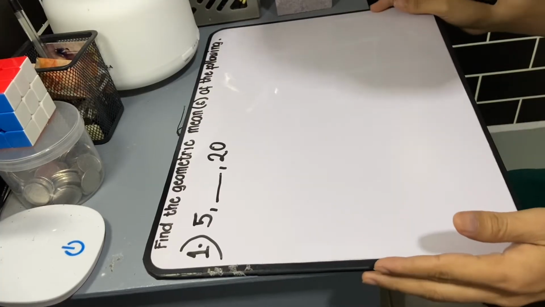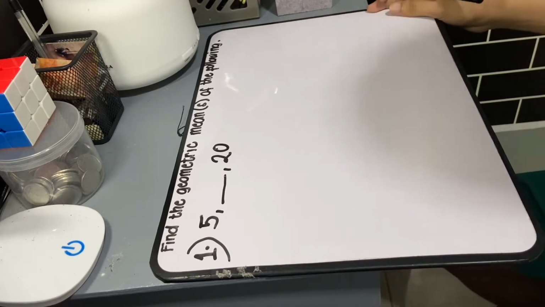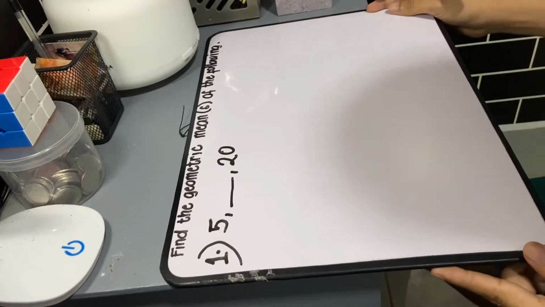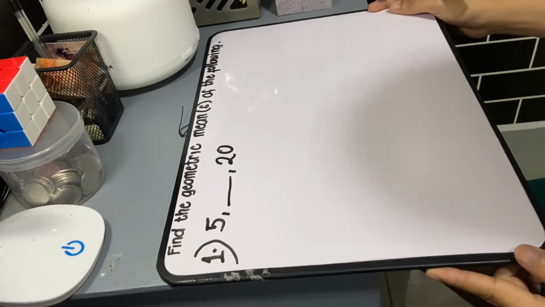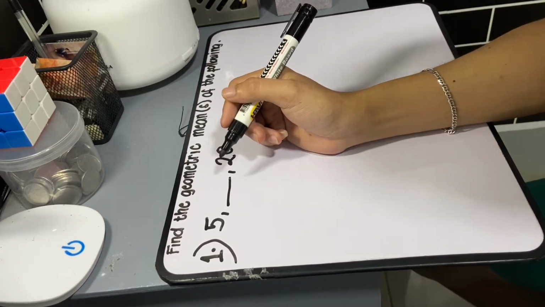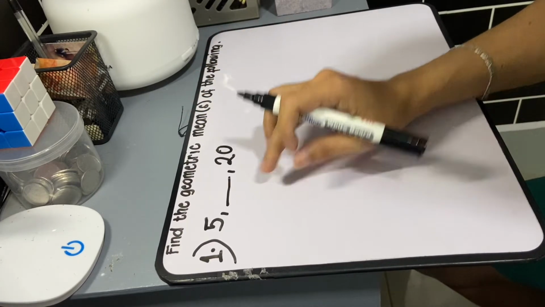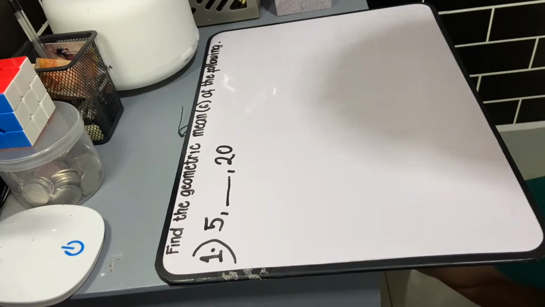Okay, so this time we will find the geometric mean of the following problem. For problem number one, we have 5 and 20. As you can see, 5 and 20 is what we call the geometric extreme, and so this time we will find the geometric mean. We are going to find only one geometric mean.